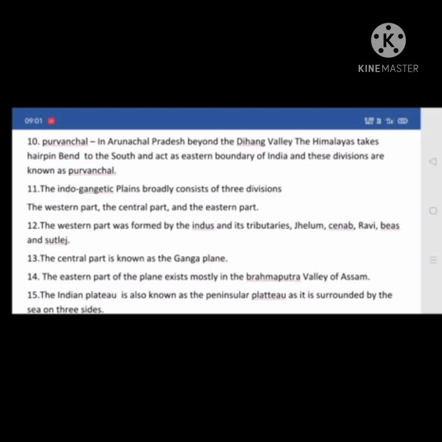Next point, the Indian Plateau is also known as the Peninsular Plateau. It is surrounded by the seas on three sides. So, this is also important for mark questions. Why do we often use the term Indian Peninsula? Because the Indian Plateau is also known as the Peninsular Plateau, surrounded by seas on three sides.